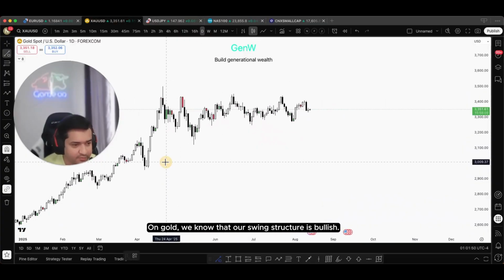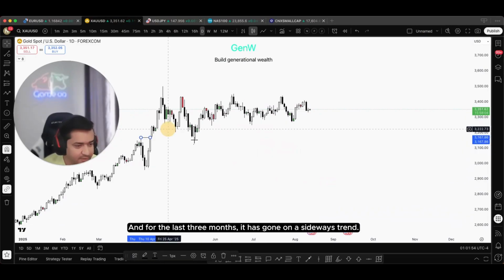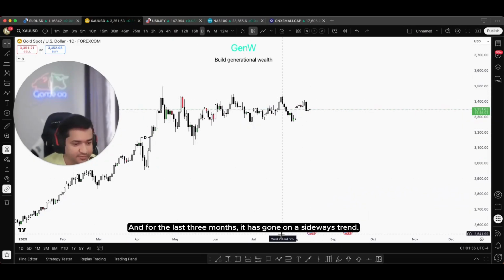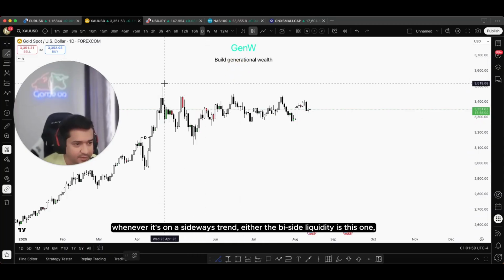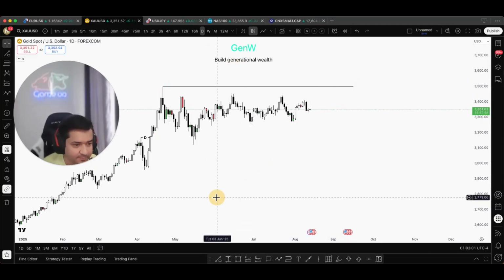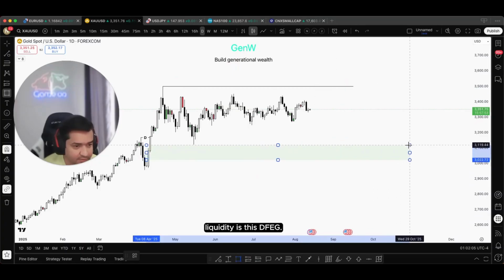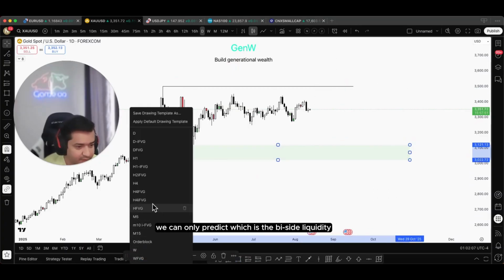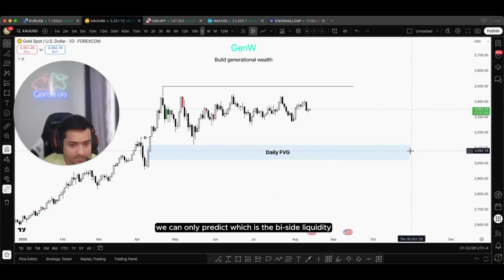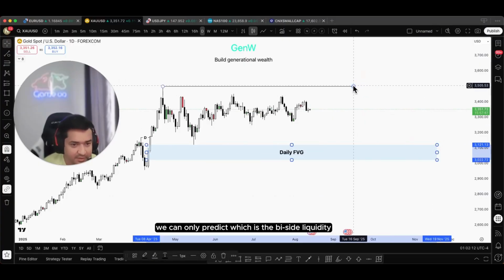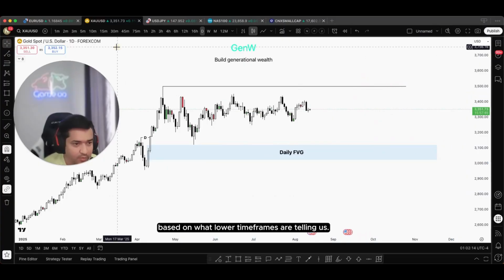On gold, we know that our swing structure is bullish, and for the last 3 months it has gone on a sideways trend. Whenever it's on a sideways trend, either the buy side liquidity is this one, or the next buy side liquidity is this daily FVG. We can only predict which is the buy side liquidity based on what lower time frames are telling us, right?